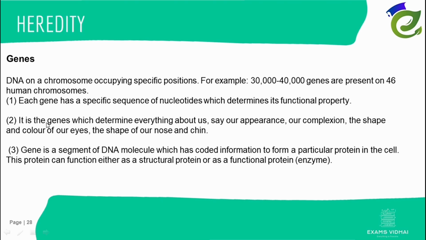So it is the genes which determine everything about us: your appearance, your complexion, the shape and color of your eyes, hair color, the shape of your nose, chin, and whether you are fat or thin. All of these are determined with the help of genes. A gene is a segment of DNA molecule which has coded information to form a particular protein in the cell. This protein can function either as a structural protein or as a functional protein.